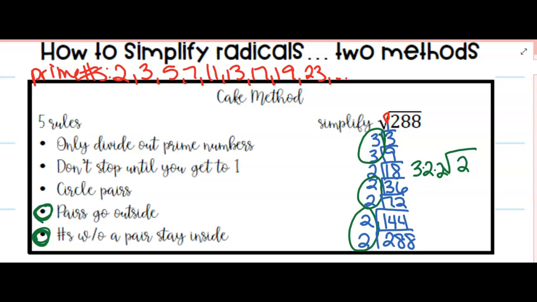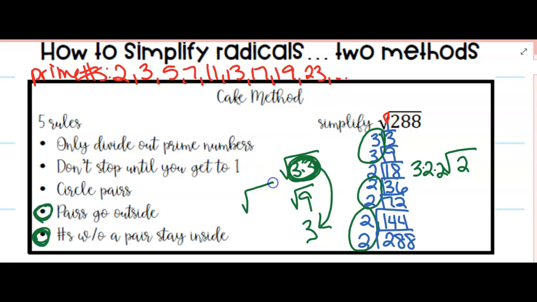Now, the reason why the pairs become just 1 on the outside, keep in mind that I said if you were to multiply all these numbers together, you would get 288. So if I were to take all these numbers and rewrite them underneath the radical sign, keep in mind that all of these numbers on the outside are technically still underneath the radical. So if I were to take that 3 times 3 and put it back underneath the radical, 3 times 3 is 9. And if you take the square root of 9, you get 3. So a pair of 3's under the radical becomes 1 3 outside the radical.